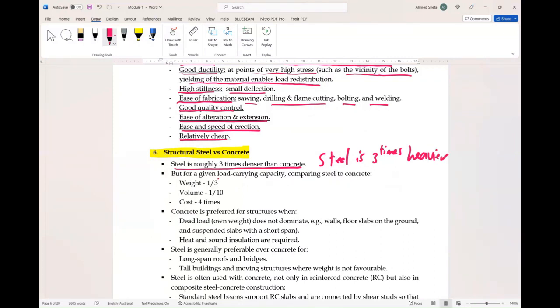But for a given load carrying capacity compared to concrete, the weight of steel is one third, the volume of steel is one tenth, the cost is four times. So steel, to carry the same weight or same capacity, will be one third in weight, and one tenth in volume, but four times in cost. So these two are advantages, but this one is a drawback.